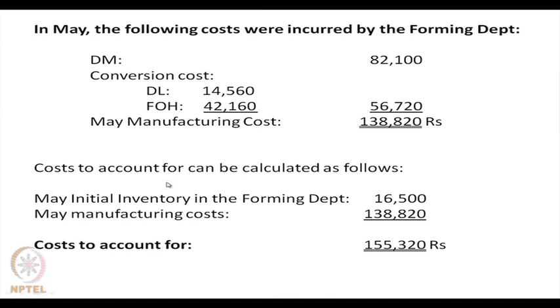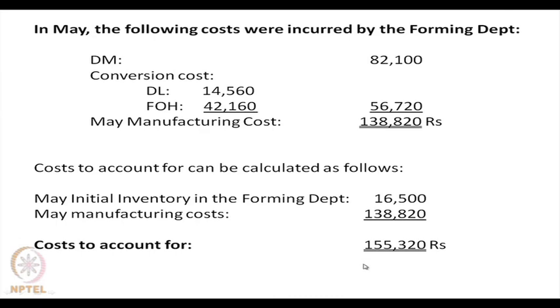So, the costs to account for now are the fresh May cost, and the work in process that remained at the end of April. April's outstanding cost of WIP and the new cost in May in the form of direct material and conversion, which was 138,820, together is the cost that will have to be accounted for. Accounted for means how much of this is transferred to the finishing department and how much remains as WIP in the forming department at the end of May.